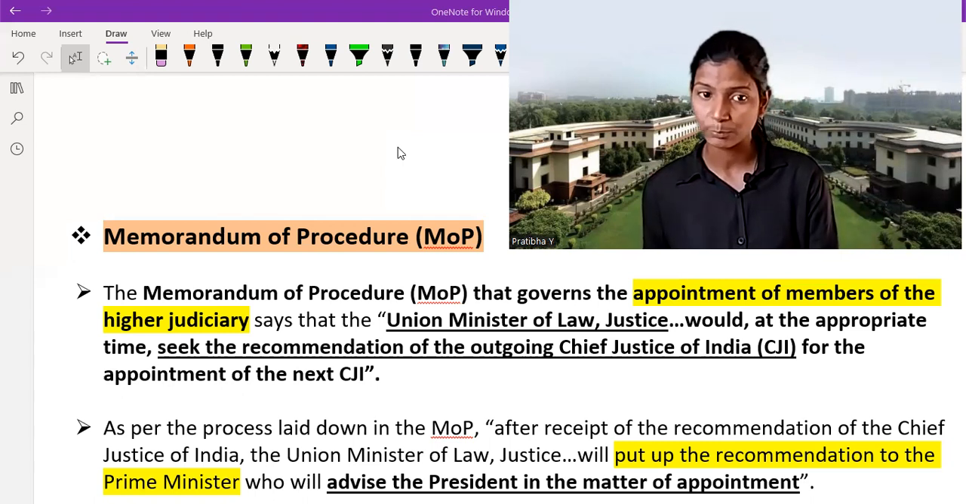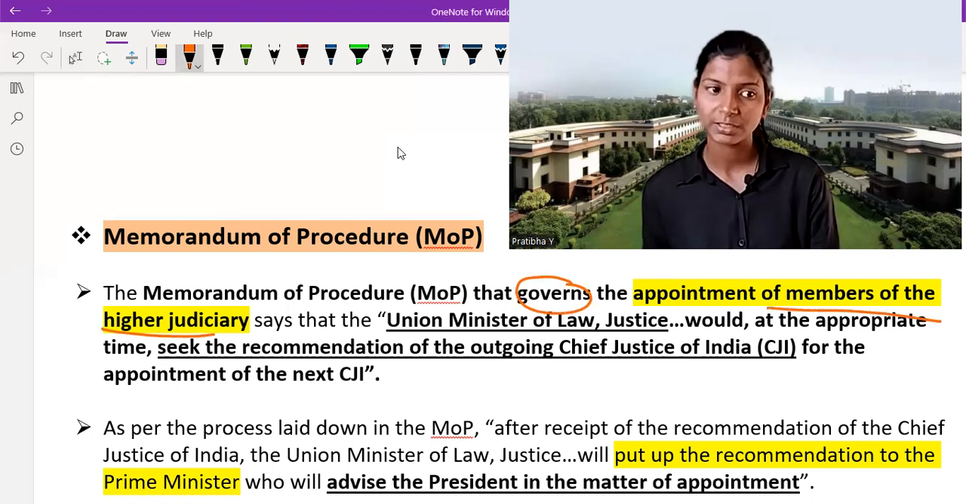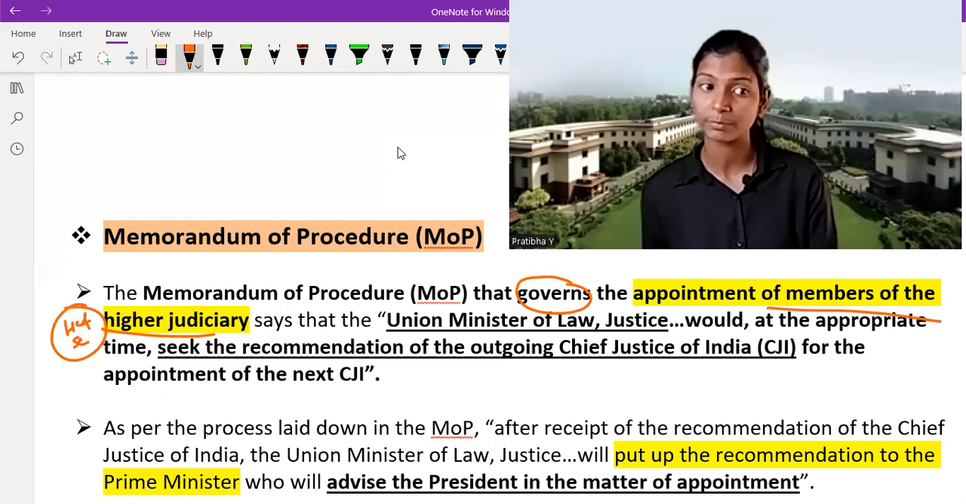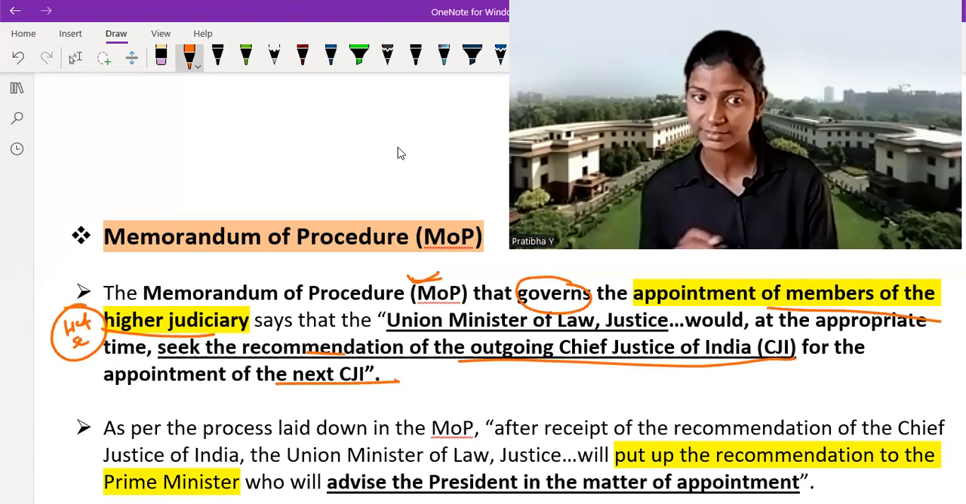MOP is the Memorandum of Procedure that governs the appointment of members of the higher judiciary, that means High Court and Supreme Court. This MOP says that the Union Ministry of Law and Justice would, at the appropriate time, seek the recommendation of the outgoing CJI for the appointment of the next CJI.